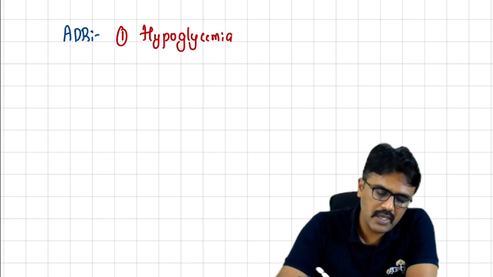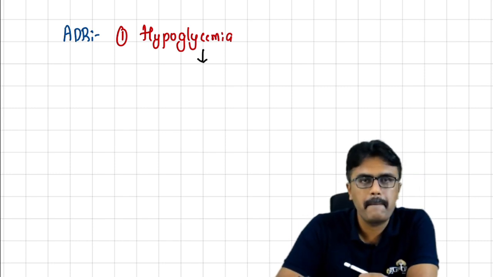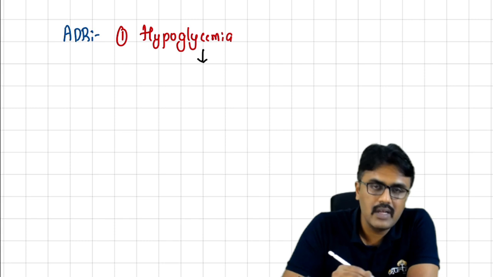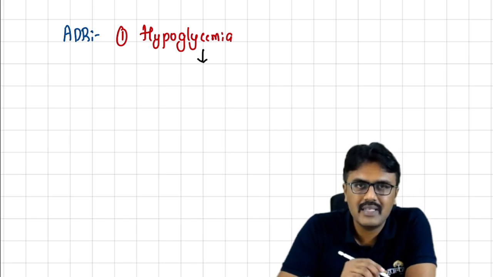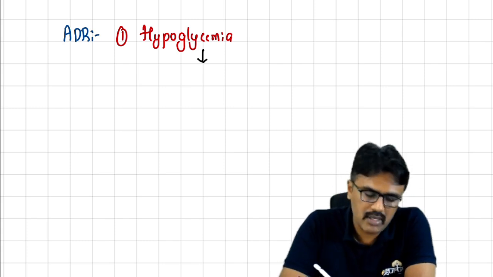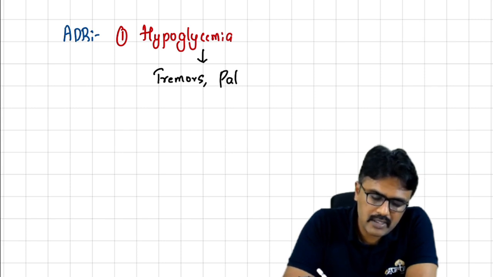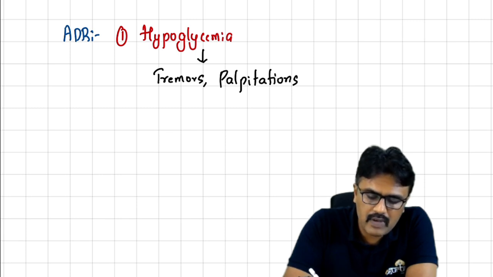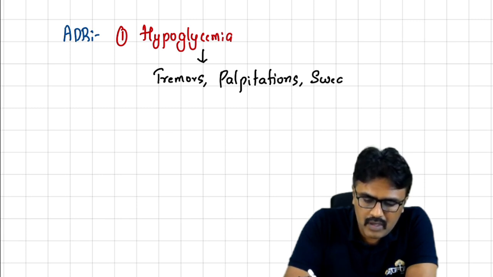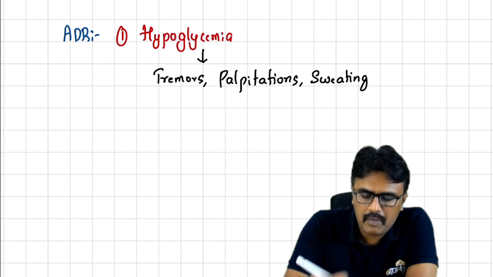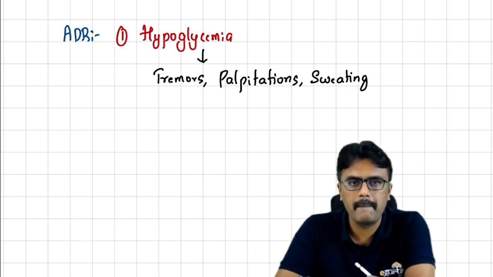Now, how does the patient know that he is under hypoglycemia? Certain symptoms will come to him. What are the symptoms? He will have tremors, palpitations, and he will be severely sweating. So these are the symptoms the patient will complain of whenever he has hypoglycemia.